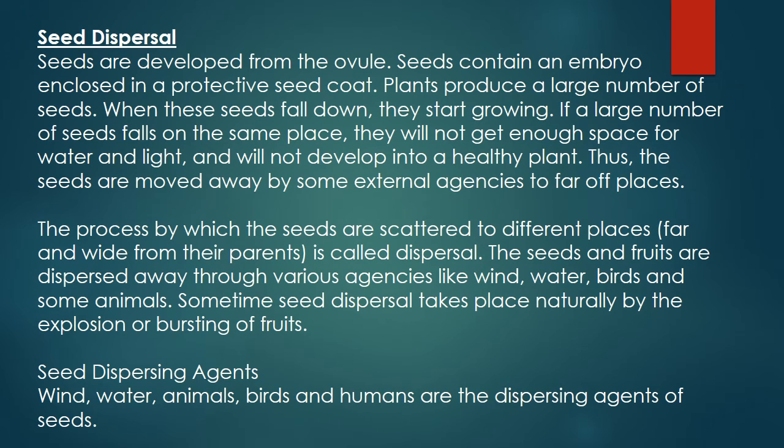This is helpful because it minimizes the competition for food, sunlight, water and minerals among plants of the same kind in the same area. It also allows them to grow in different habitats. The process by which seeds are scattered to different places far and wide from their parents is called dispersal. So, seed dispersing agents.